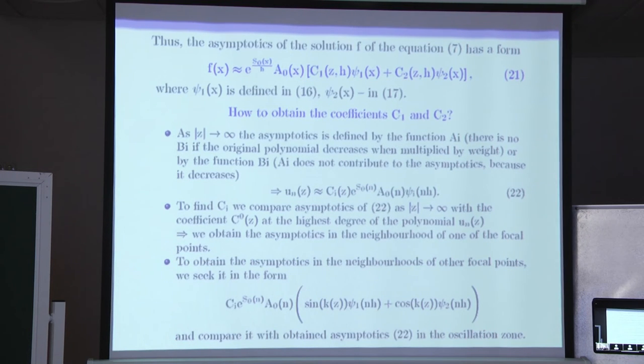And how can we do it? We need to compare this asymptotics as z tends to infinity with the coefficient at the highest degree of our original polynomial. If we compare these coefficients, we obtain our unknown function, C1 or C2. But it gives us the result only in the neighborhood of one of the focal points, the one closest to infinity. But we need to obtain the result on the whole line, so we need to obtain the result in other focal points. How can we find the coefficients? We seek the asymptotics in other focal points in the same way, and then compare these asymptotics with the asymptotics in the zone of oscillations. We know this coefficient, and the comparison gives us the function k. So it gives us the total result.